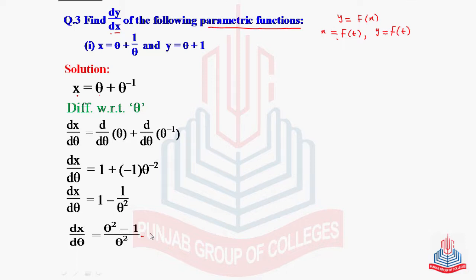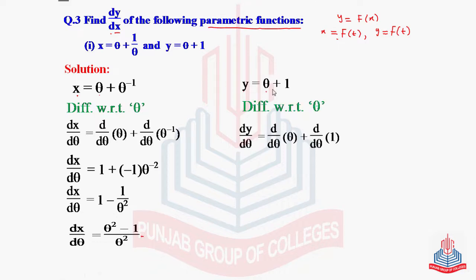Now we differentiate y is equal to theta plus 1 with respect to theta. So now y is equal to theta plus 1. Again, as we can see that y is a function of theta, so we have to calculate the change in y with respect to theta. So differentiate with respect to theta, dy by d theta is equal to d by d theta of theta and d by d theta of 1. So derivative of theta will become 1 and derivative of 1, as due to the constant function, will become 0. So we have dy by d theta is equal to 1.